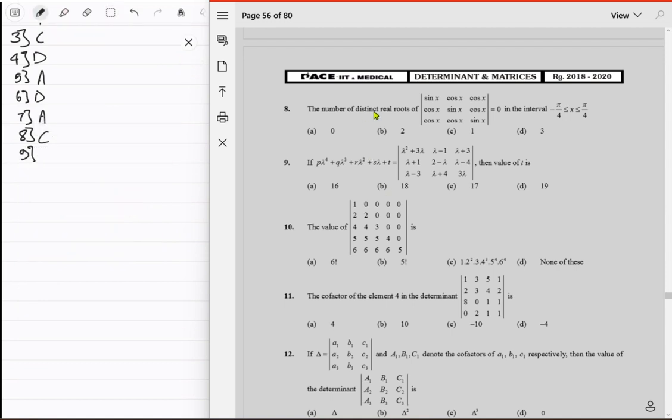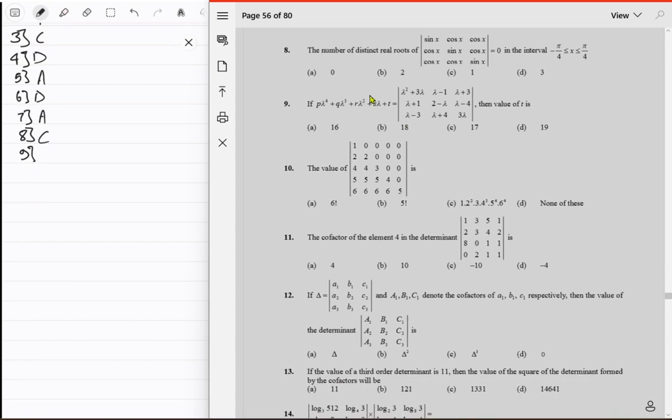Ninth is, if this is equal to that, then the value of t is. Okay. Lambda square plus 3 lambda, you got lambda minus 1, lambda plus 3. Okay, there's lambda everywhere. So it's a bi-quadratic, huh? There's some nice way to do this. Well, that lambda is there everywhere. Okay, got lambda plus 3 involved, right? What if I just add all of these up? Well, that won't help. Lambda minus 3 over there, that's lambda minus 1. There must be some similarity.